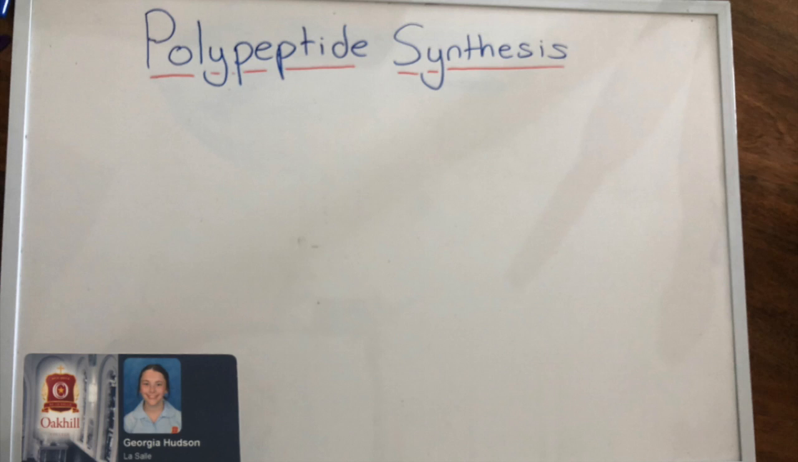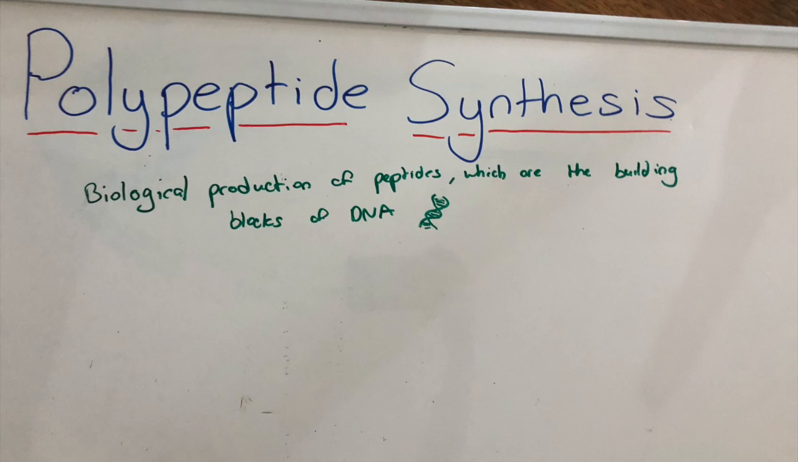Polypeptide synthesis. Polypeptide synthesis is the biological production of peptides, which are organic compounds in which multiple amino acids are linked via peptide bonds. They are the building blocks of proteins, which are essential for cell function. Polypeptide synthesis is important for creating proteins that carry out different functions in our bodies.